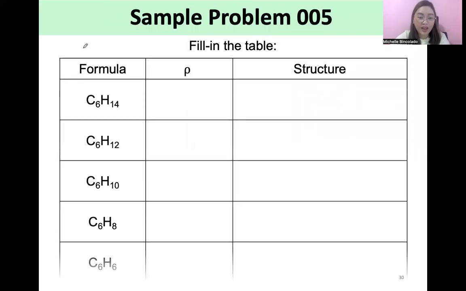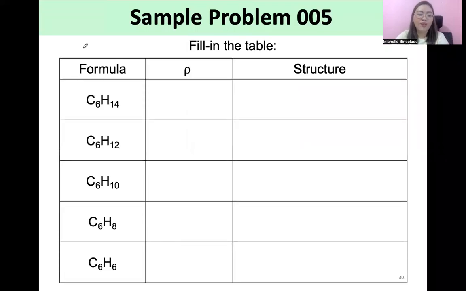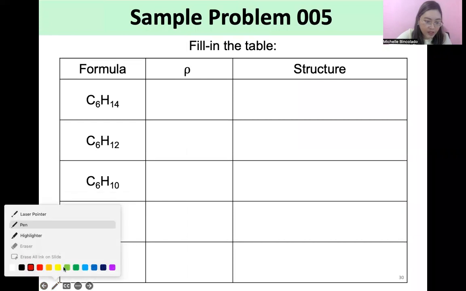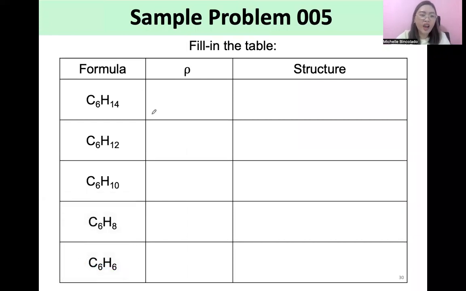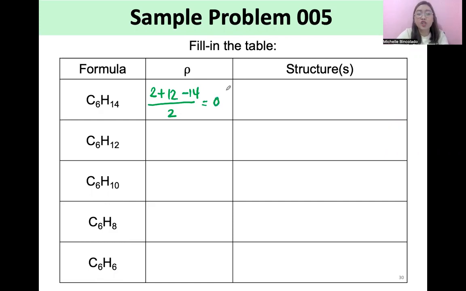Let's fill in the following table. There is a molecular formula in the first column. We will get rho and draw probable structures for each particular formula. So let's draw. I'll change the color to green. What could be the rho of C6H14? So, guys, let's compute the rho. Rho is equal to 2 plus 2C, so that will be 12, minus 14, divided by 2. So the rho of C6H14 is 0. That means it has no double bond, no ring, and of course no triple bond.